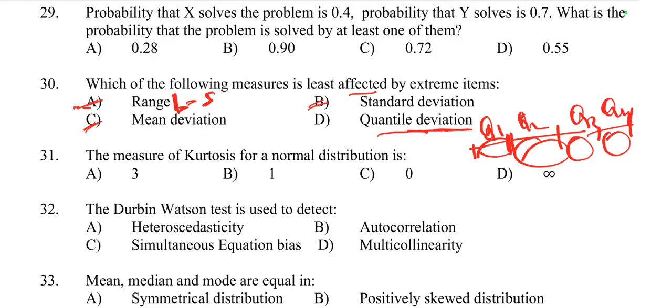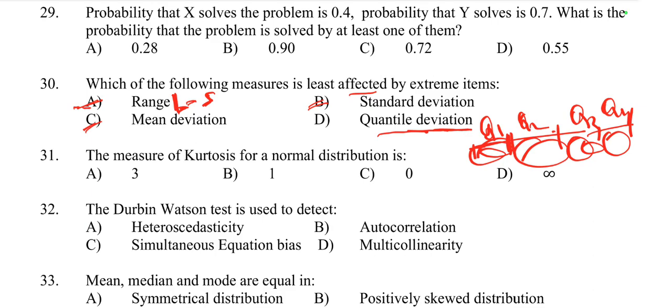So it is not affected by the extreme value, because quartile deviation, also known as the interquartile range, focuses on the middle 50% of the data, specifically between the first and the third quartile. Since it ignores the extreme values or outliers in the data, it is less affected by them.